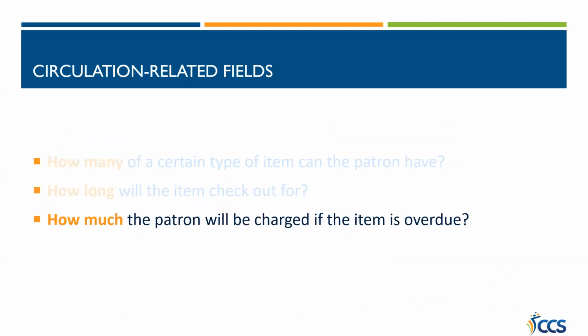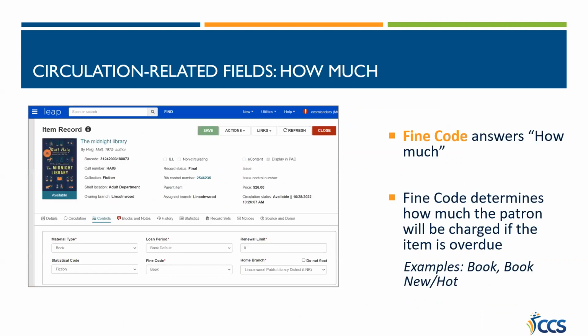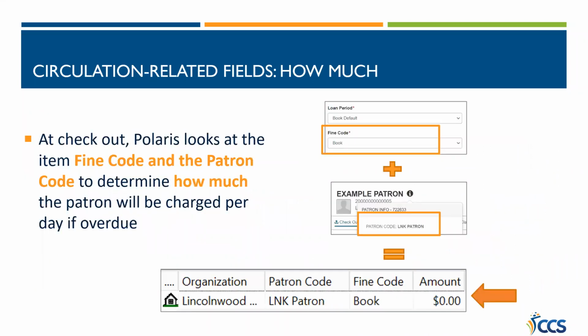And the last question is how much will the patron be charged if the item is overdue? And this is logically determined by the fine code. And here's where you see it in an item record. So it's, again, a pattern that's the same as the loan period and material type. It looks at the user's patron code, and then it looks at the fine code assigned to the item to figure out the charge. So in our example here, my user with the code LNK patron is checking out this item that we're looking at.